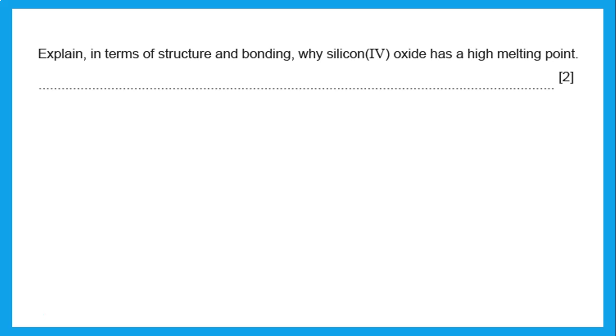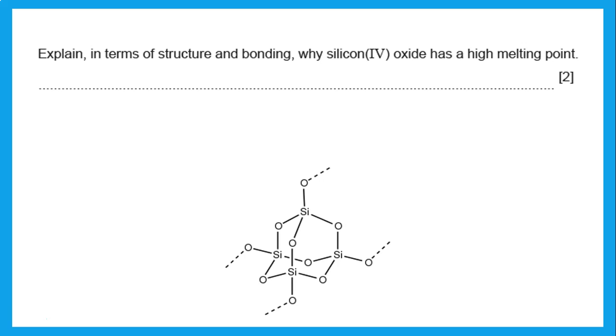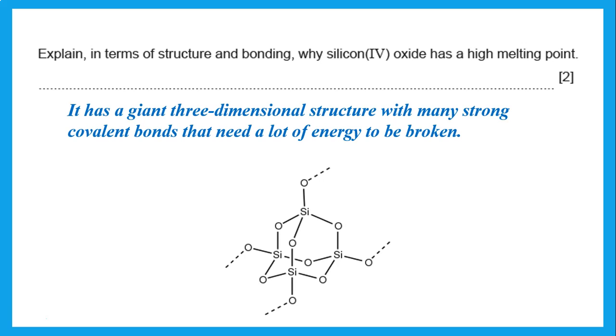Explain in terms of structure and bonding why silicon dioxide has a high melting point. Again, why does silicon dioxide have a high melting point? Because of its structure. Because it has a giant three-dimensional structure with many strong covalent bonds that need a lot of energy to be broken.